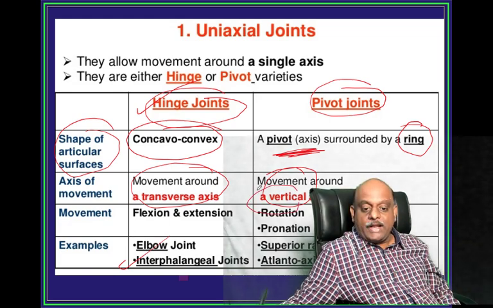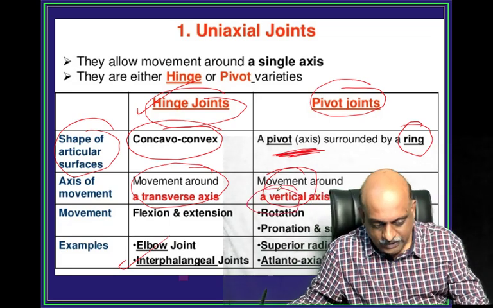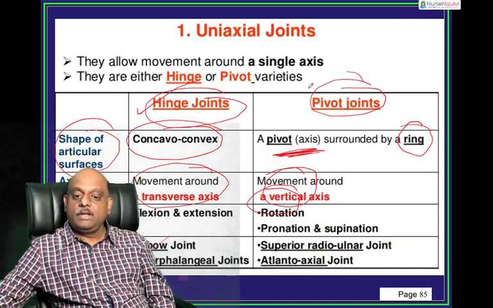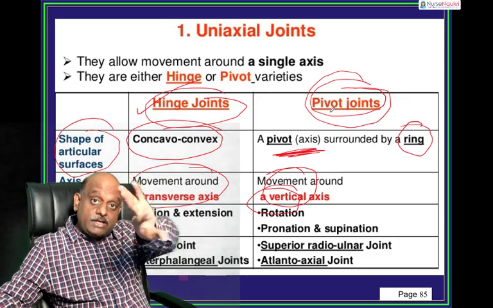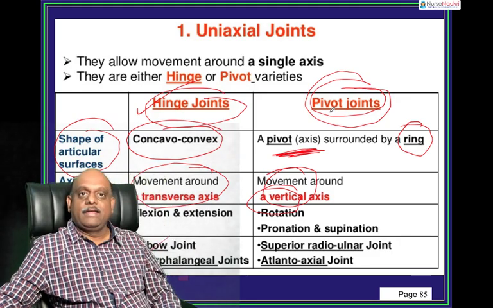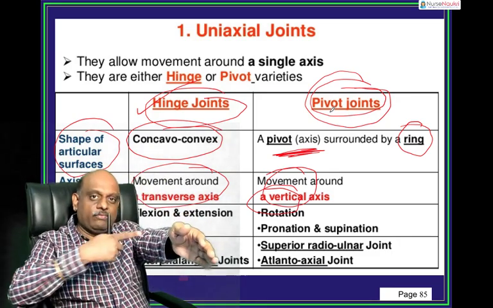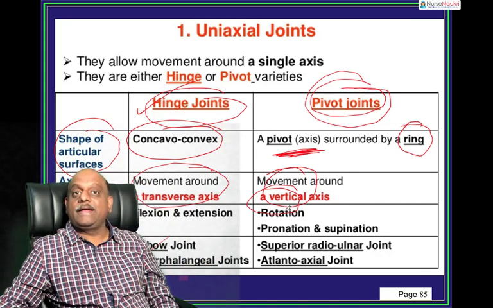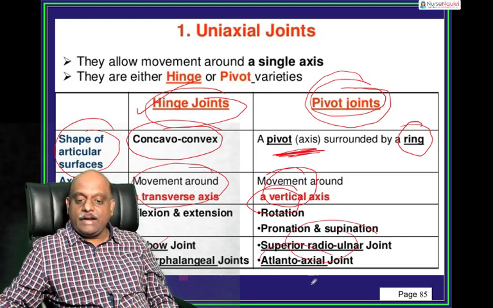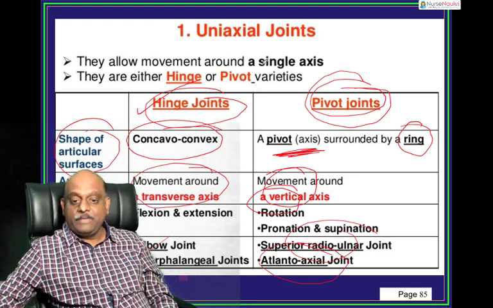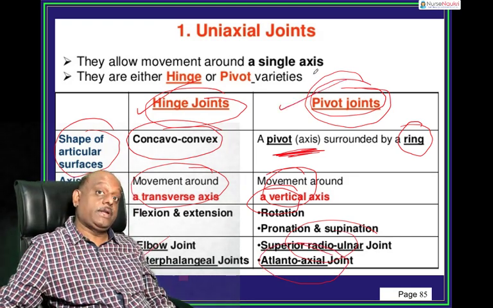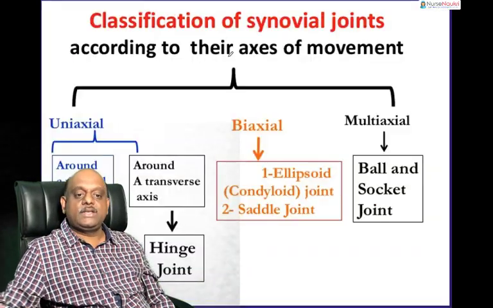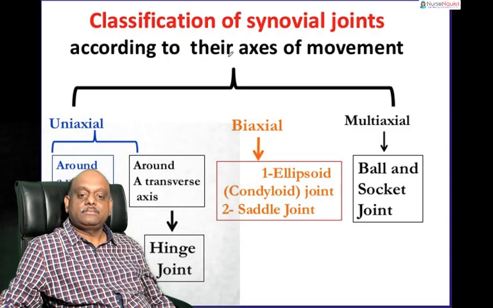Whereas if there is a rotation movement, that is pivot. Pronation and supination are occurring along a vertical axis. Rotation is occurring, like the superior radio-ulnar and atlantoaxial joints. They are the examples of pivot joint. Pivot or hinge joints are uniaxial joints, is what you need to remember.